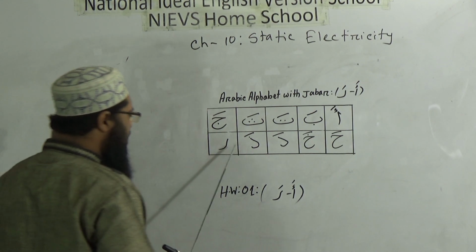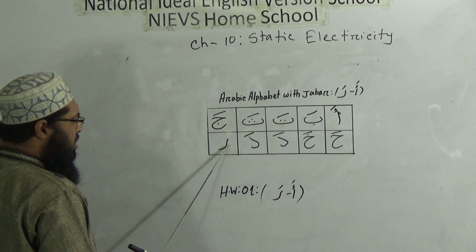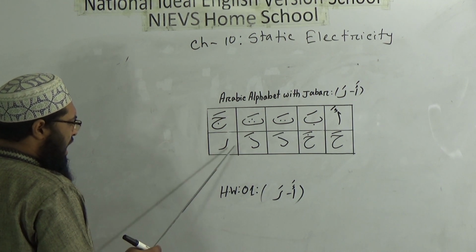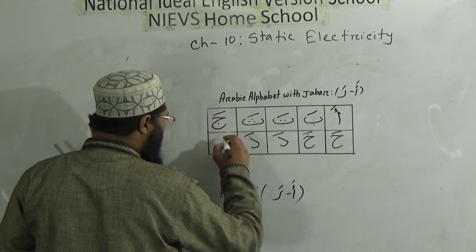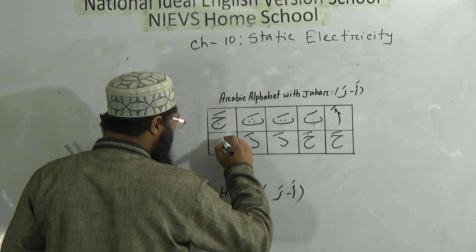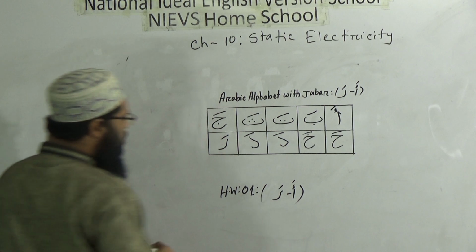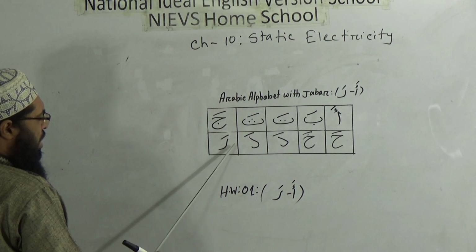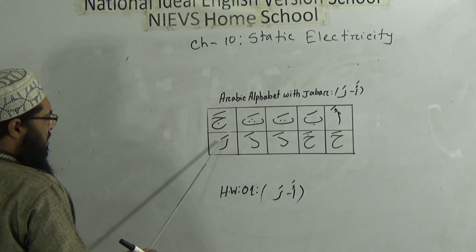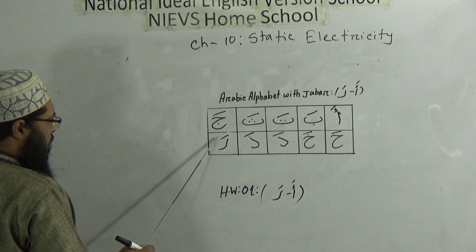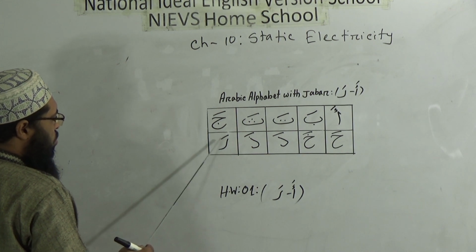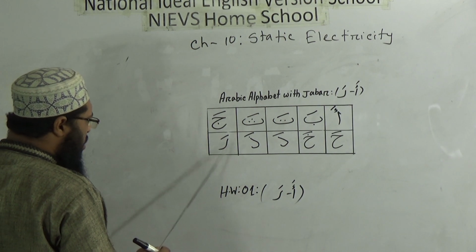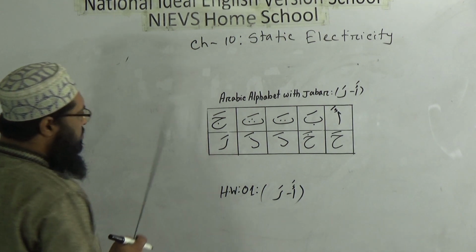Then this one is, my dear students, ra. We know that this one is ra, not ra. And I am giving Jabar now over the ra. Now we have to pronounce this one ra zabar ra, not ra zabar ra. We have to pronounce this one ra zabar ra.